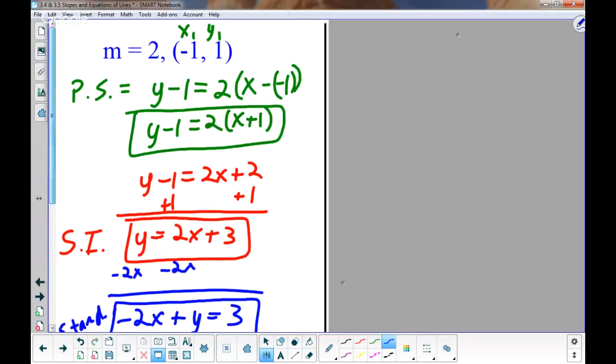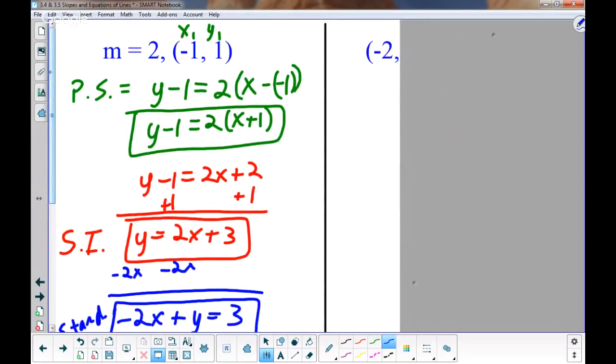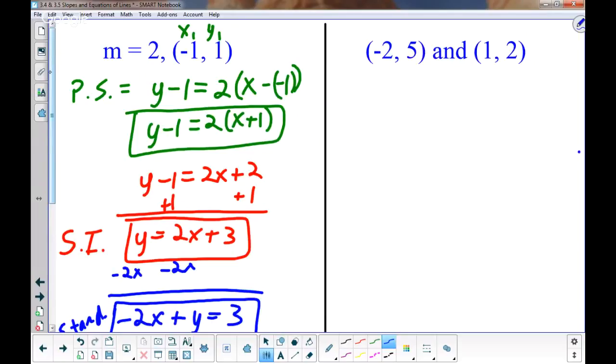Let's do another one here. This time, they give us 2 points. Instead of a slope and a point, they give us 2 points. So if you think about it, guys, we need a slope to start anything out with point slope, slope intercept. They both have slope in it. So we need slopes. The first thing we do is find slope.